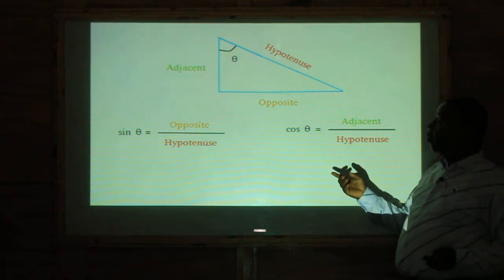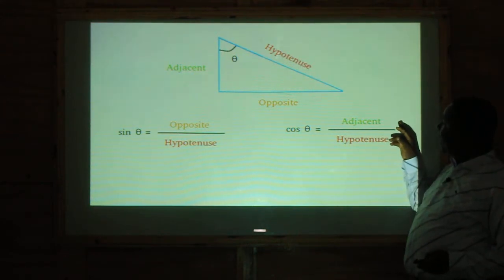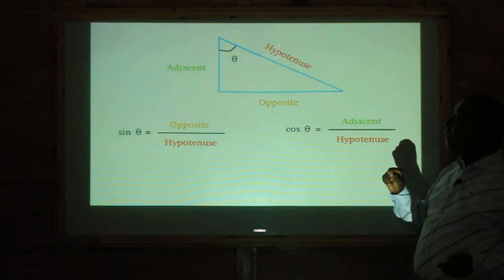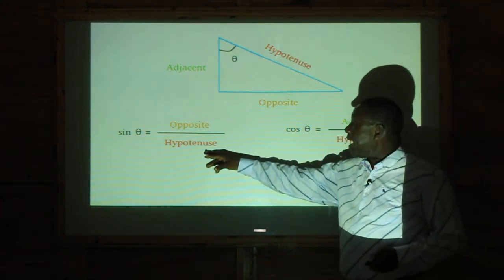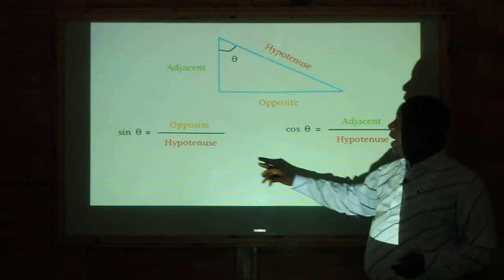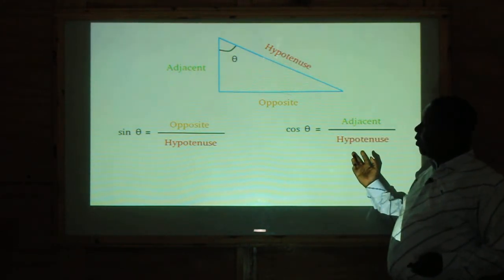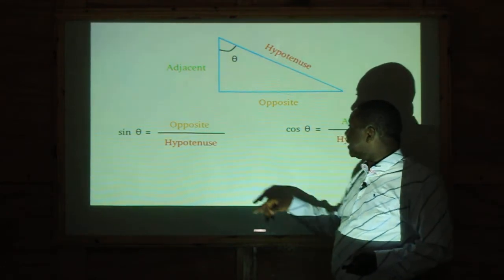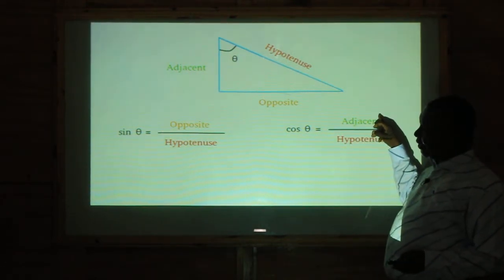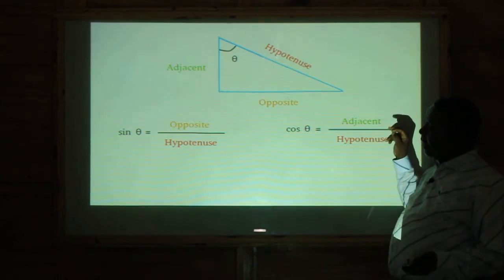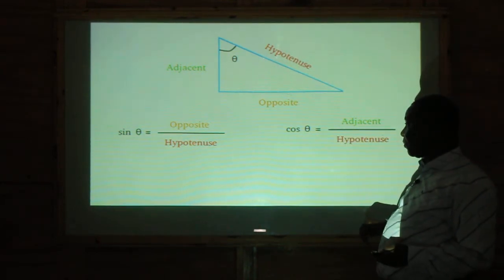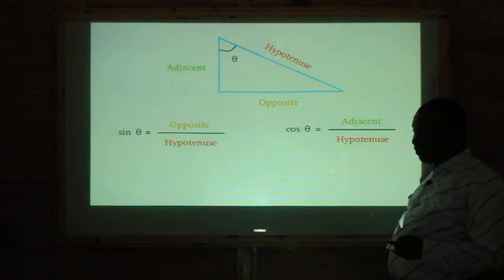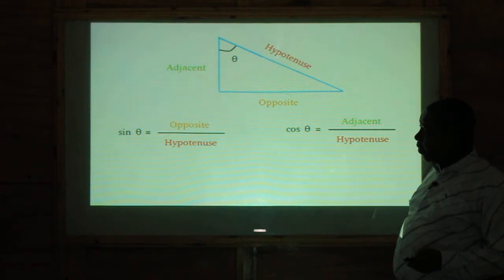Okay, so you have the cosine. The cosine is adjacent all over hypotenuse. So you see, it's easy to remember. They all have the same denominator, hypotenuse. But when it comes to the numerator, the sine always goes with the opposite, and the cos always goes with the adjacent. So it's easy for you to remember that sine theta is always opposite all over hypotenuse, and cos of theta is always adjacent all over hypotenuse. All right? I hope that is clear.